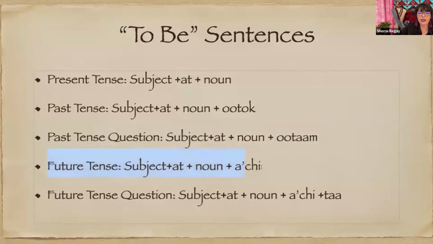Okay, now let's say we want to talk about the future. If something exists in the future. So we have our subject and our "at", then we have a noun, and then "achi". And so this tells us that the thing is going to be that. The next one is a future tense question. And this one is just like the future tense, except for now we're going to add the "ta" to the "achi". In fact, I'm just going to stick it on there.